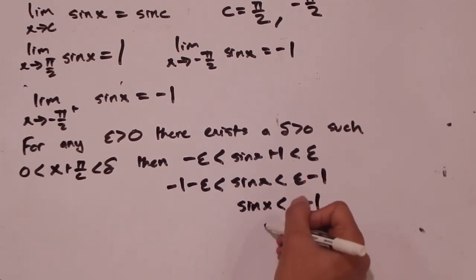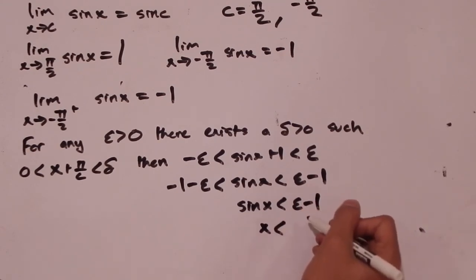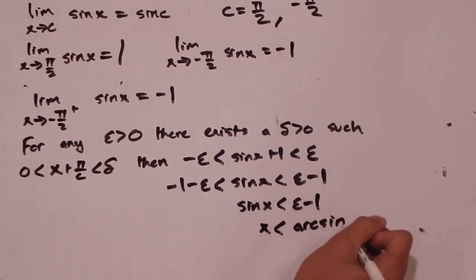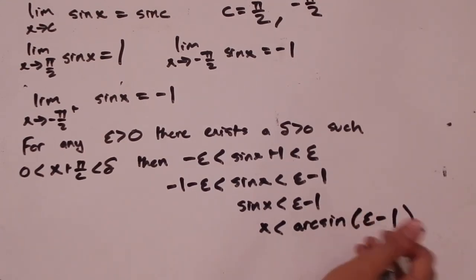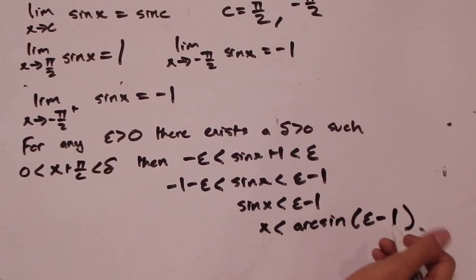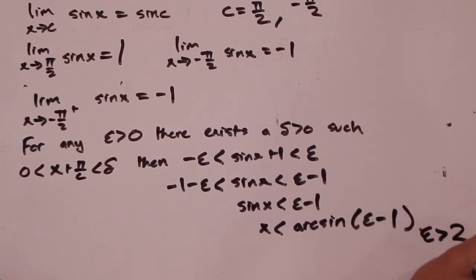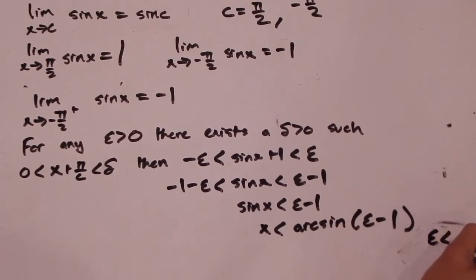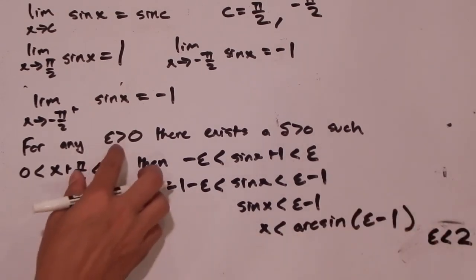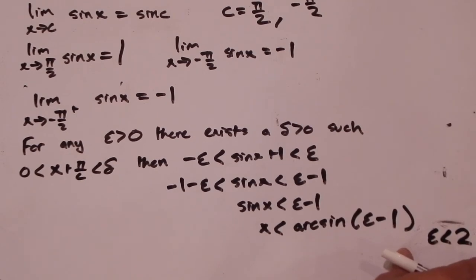So how can we do that? We're going to take the arc sine again. So x has to be less than the arc sine of epsilon minus 1. When does that happen? Well, first, let's take a look at this again. Epsilon has to be bigger than 2, because if epsilon is not bigger than 2, then we get an input into this arc sine function that is not in the domain. So, and not bigger than 2, sorry. Epsilon actually has to be less than 2. So we're setting epsilon to be greater than 0, but less than 2.